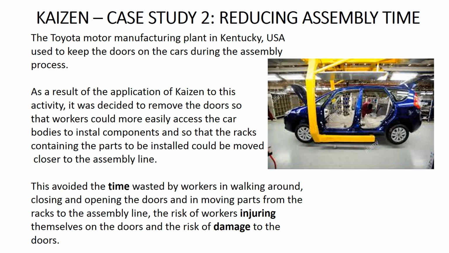Our second example of Kaizen comes from the video that you watched about the Toyota motor manufacturing plant in Kentucky in the United States of America. It used to be that the doors were kept on the cars during the assembly process. However, following the application of Kaizen to this activity, it was decided to remove the car doors so that the workers could more easily access the car bodies to install components, and so that the racks that contained the parts to be installed could be moved closer to the assembly line.